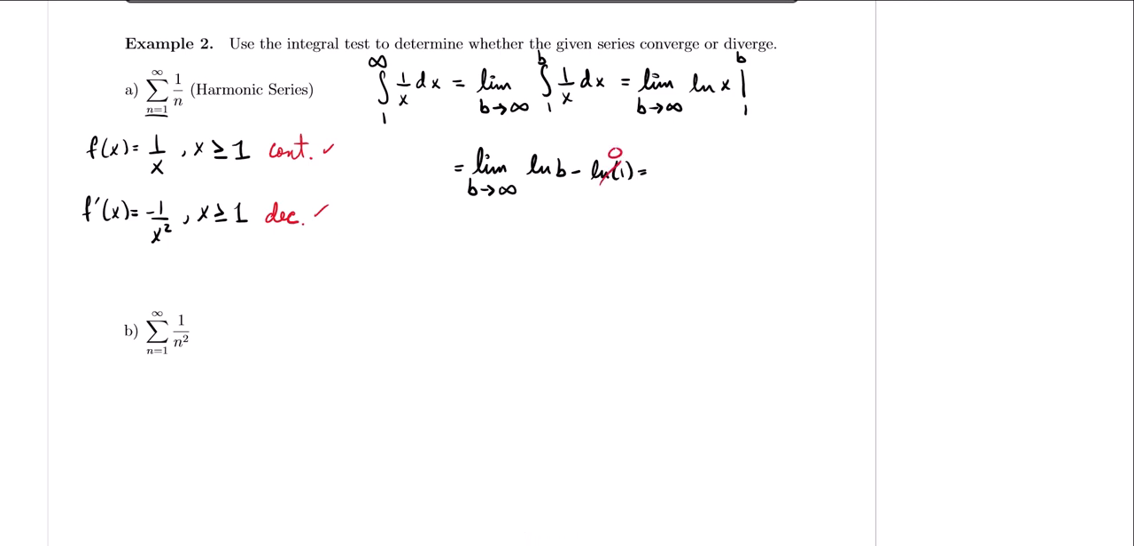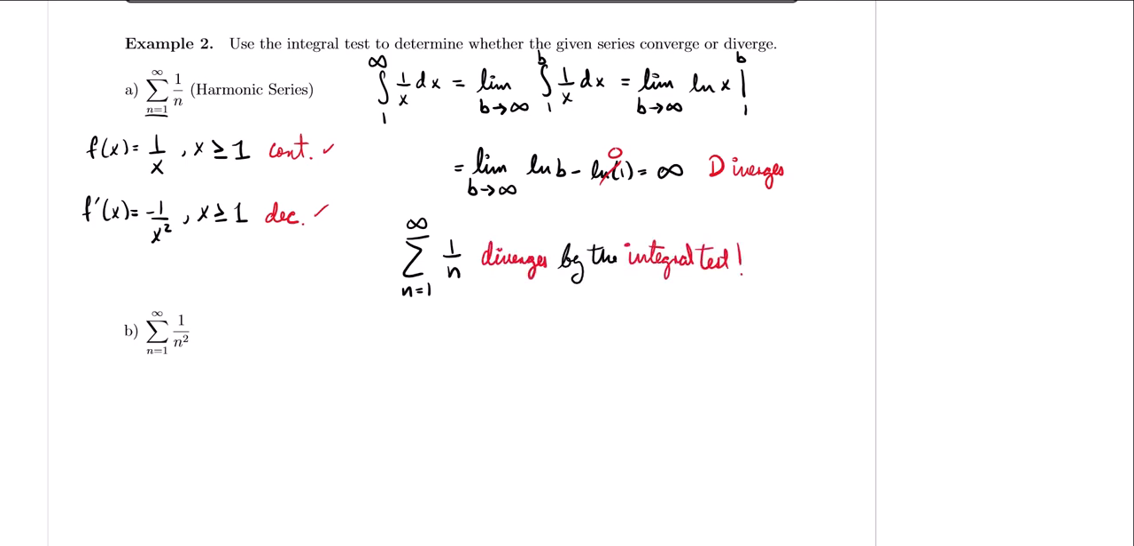But now we have ln of b, and since b is going all the way to infinity, we have ln of infinity, which is infinity. Now, if we were encountering this problem in the previous chapter, chapter 8, we would have seen that this integral diverges. So if this integral diverges, then the infinite series of 1 over n diverges. And how do we know that it's diverging? Again, you need to tell me how. This one is diverging by the integral test. Okay, perfect.